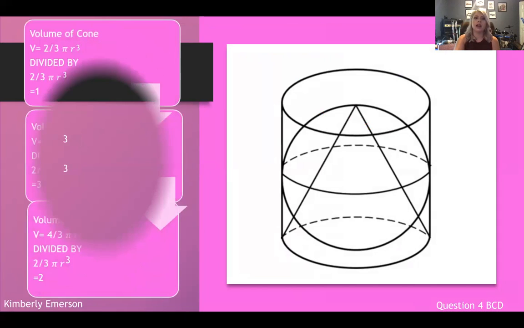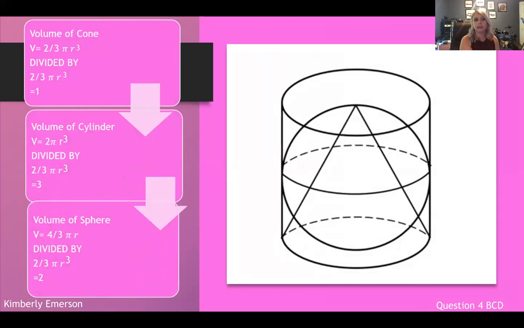All right, so now we know the formulas, and now we're going to actually do it. So the volume of the cone, as we said previously, and I'm going to mark these again. So let's do the cone first. That's number 1, the cylinder's number 2, and the sphere's number 3. Hopefully you can see that, and hopefully that helps a little bit more. So the volume of the cone, as we said before, was V equals 2/3 pi radius cubed. And then we're going to divide it by 2/3 pi radius cubed equals 1.